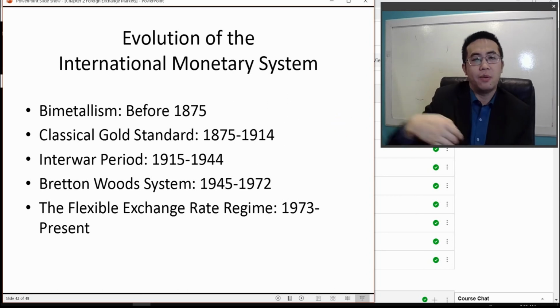Before 1875, we have this bimetallism. Bi means two, and so the two metals here are silver and gold, and they have a fixed exchange rate of 1 ounce of gold equivalent to 15 ounces of silver. That fixed exchange rate has been around for hundreds and hundreds of years.